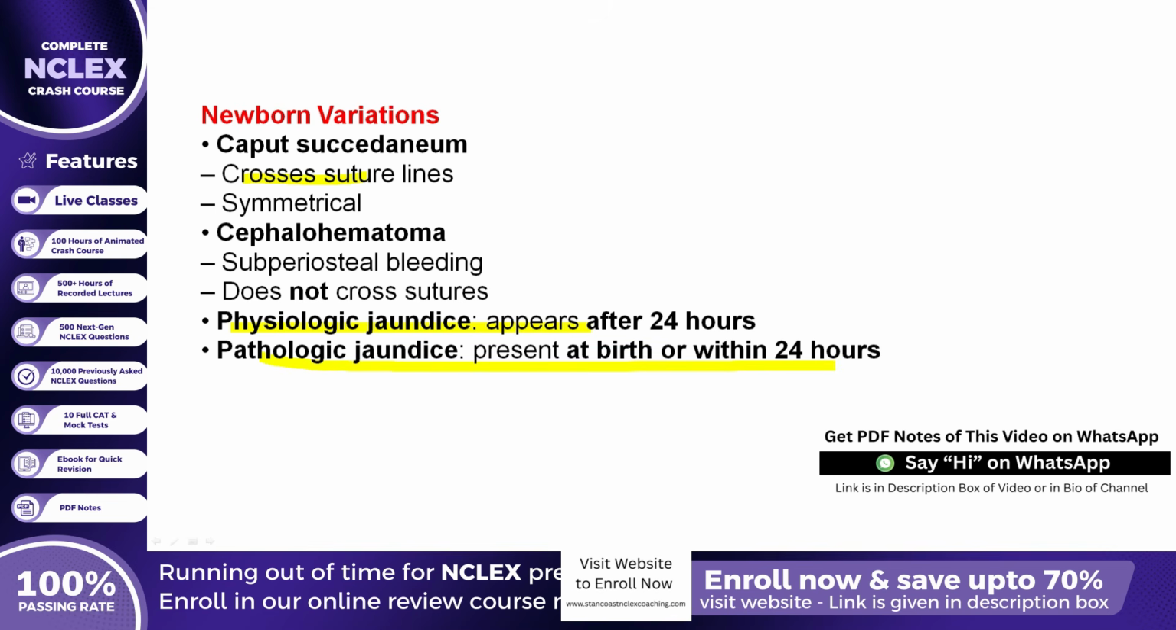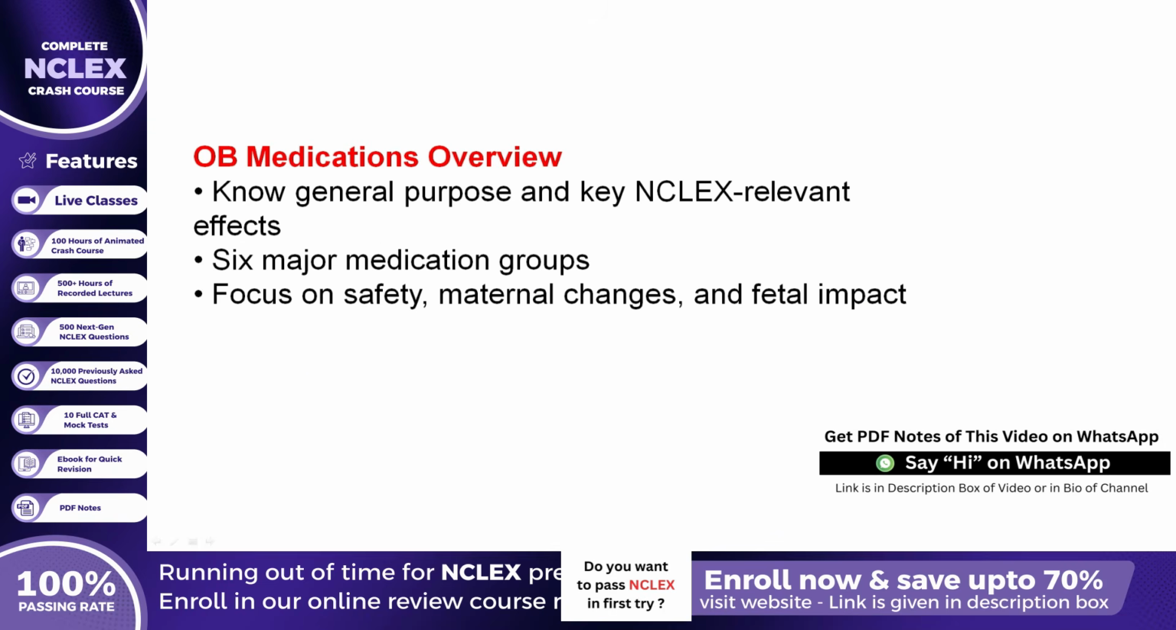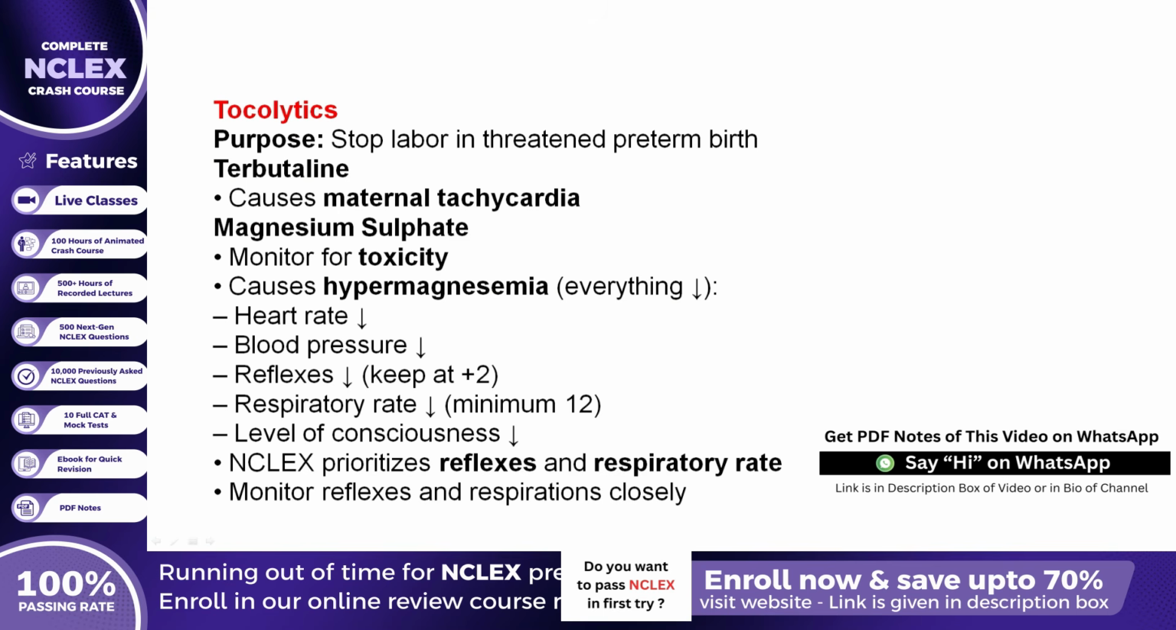Finally, let us wrap up with a quick obstetric medications overview. You need to know the general purpose and the key NCLEX relevant effects. There are 6 major medication groups, and throughout all of them, your focus should stay on safety, maternal changes, and fetal impact. Let us begin with tocolytics, which are medications used with the purpose to stop labor in threatened preterm birth. Now, when we talk about terbutaline, it is important to remember that it causes maternal tachycardia. Moving on to magnesium sulfate, we need to monitor for toxicity.